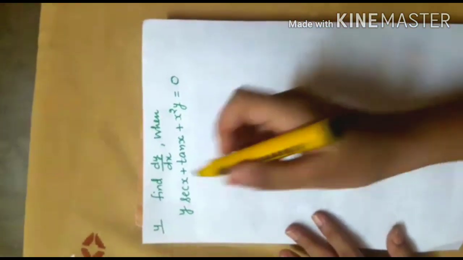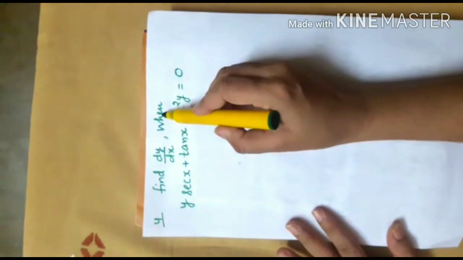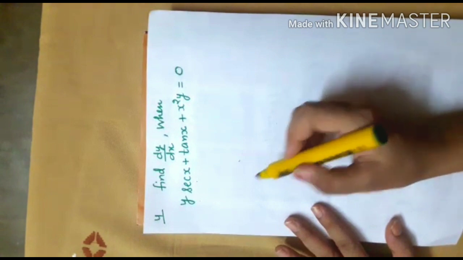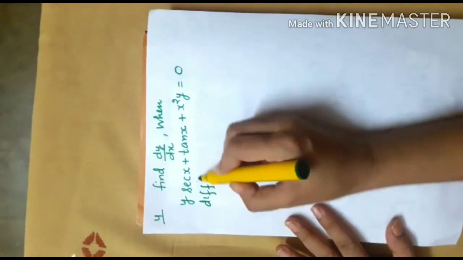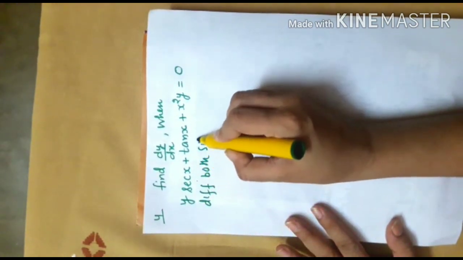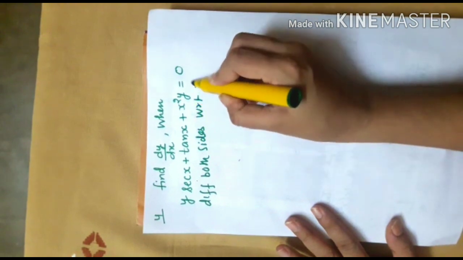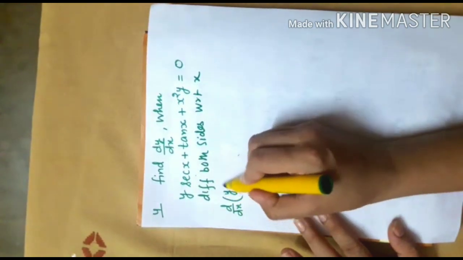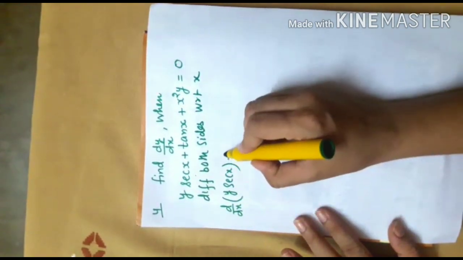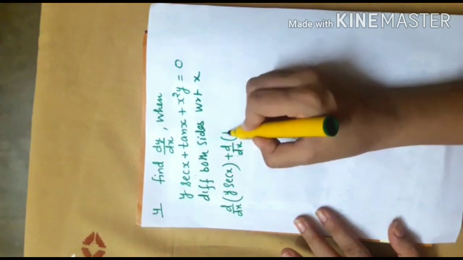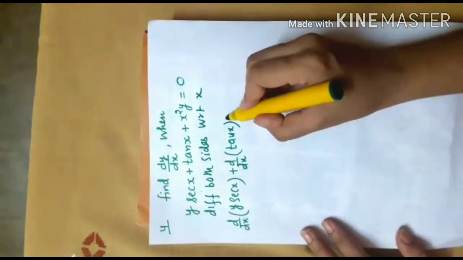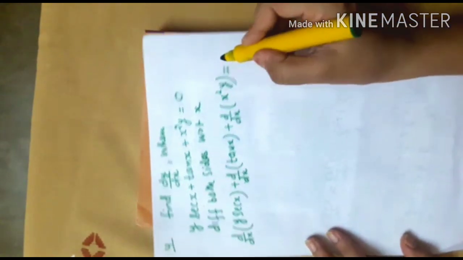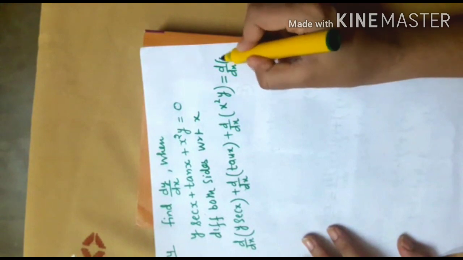Let's take another question. Find dy by dx when y secant x plus tan x plus x square y equals 0. Yes, differentiate both sides with respect to x. So I'll get d by dx of y secant x plus d by dx of tan x plus d by dx of x square y equals d by dx of 0.